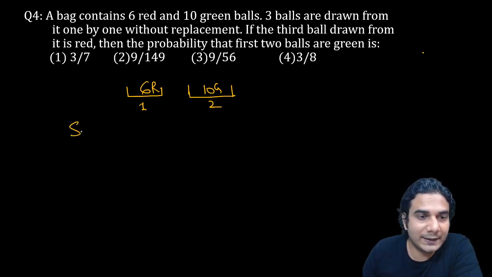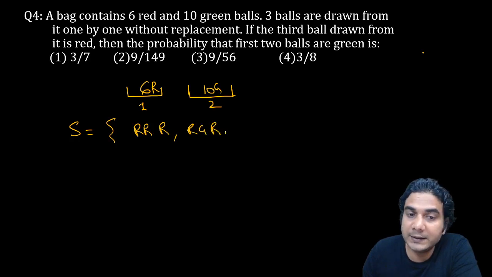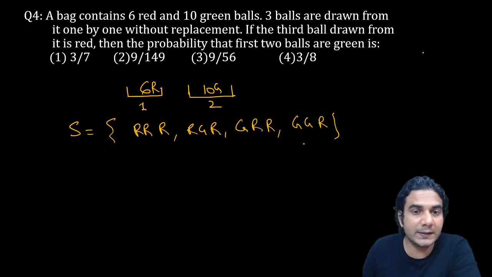So let's write the sample space. What are the possibilities? I am writing in terms of color of ball. So third ball is given red. So third ball is red. Now first two might also be red. It might be the case that first is red, second is green, but third is red. It might happen that first is green, second is red, and third is also red. Then it might also happen that first is green, second is green, and third is red. So these are the four possible cases in which third ball will always be red. This is your sample space.